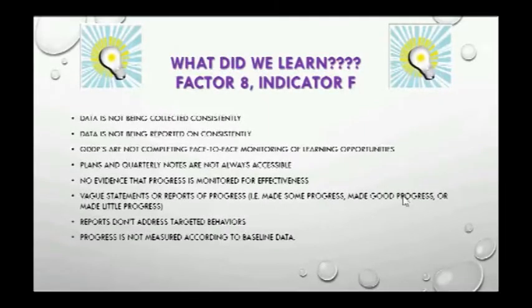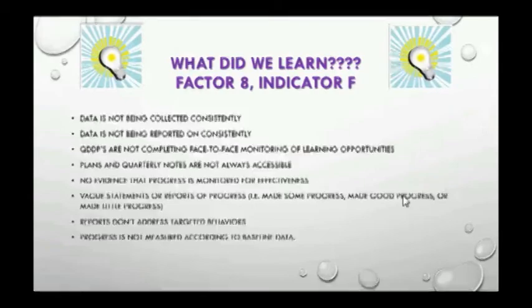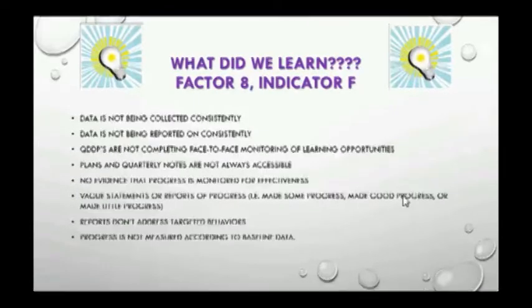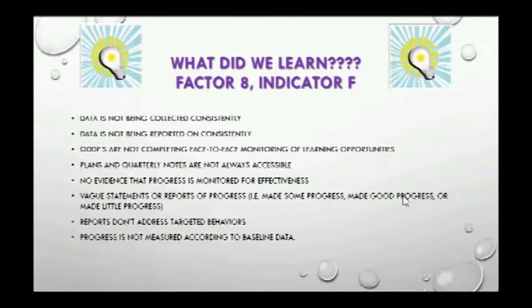It also said that no evidence that progress was being monitored for effectiveness. That kind of piggybacks on what I just said. Vague statements on the quarterly reports of progress. Some reports would say something like the person made some progress, made good progress, made a little progress. It has to be measurable. I need to know that I got it 6 out of 10 times this time, whereas last month I may have gotten it 2 out of 10 times. So your progress has to be measured to show progression.